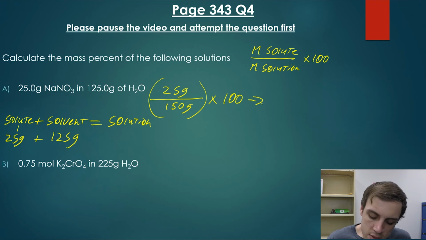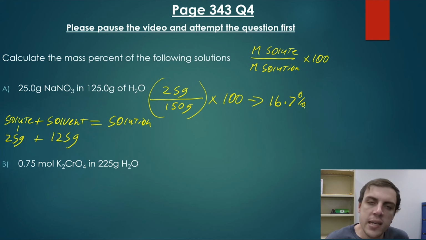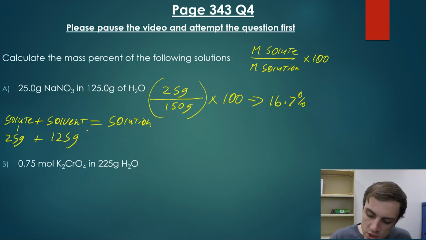So if we pop that into our calculator, we get 16.7%. So that means out of the total solution, 16.7% of it is this sodium nitrate. So let us look at the next question.